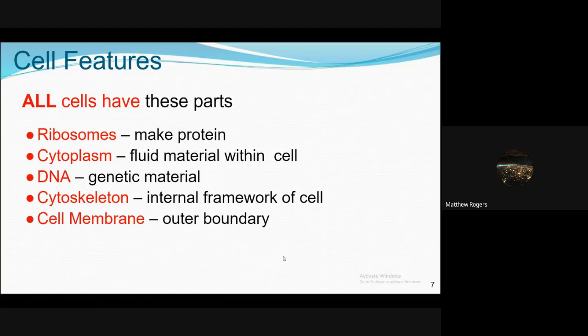DNA is found in almost all living things. Some have a little bit more DNA than others. Some have their DNA in the nucleus, some don't. But the main idea is they all have a genetic material. They all have to pass on traits to their next generation.